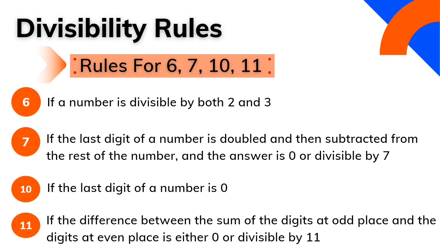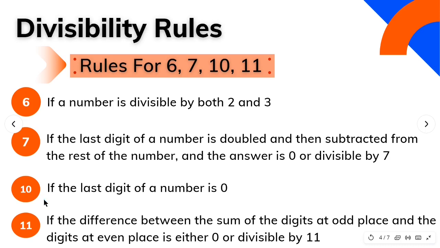Then it becomes 357. And if we divide it by 7, then in 357, the 35 is divisible by 7 and the remainder is 7, so it is also divisible by 7. Hence the number 3675 is divisible by 7. This way you can identify the number which is divisible by 7 or not.